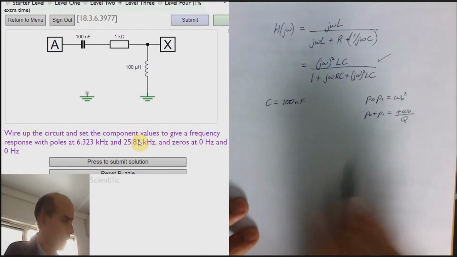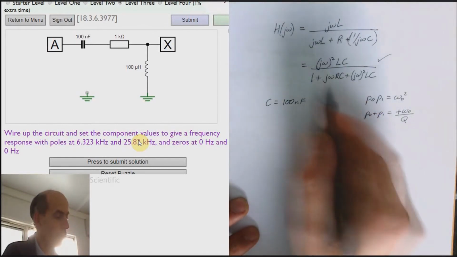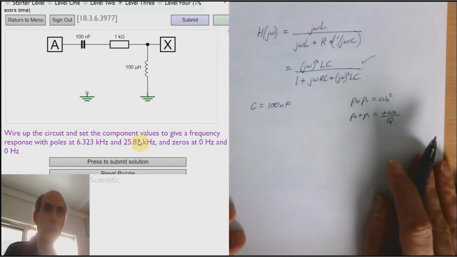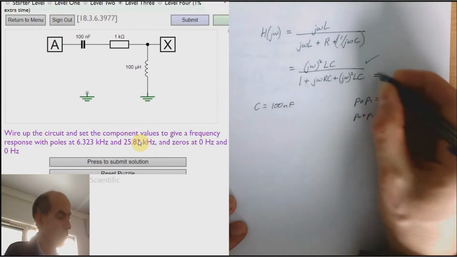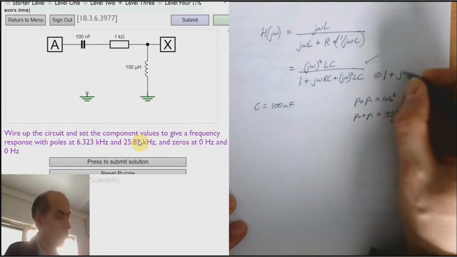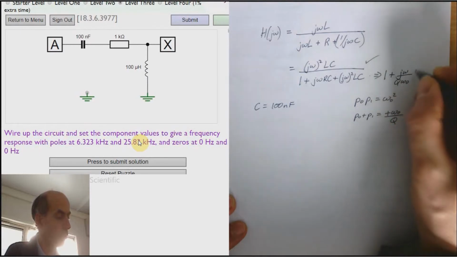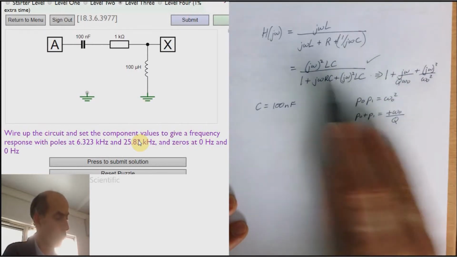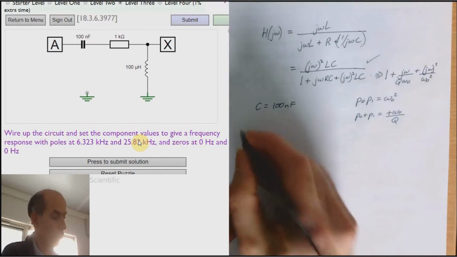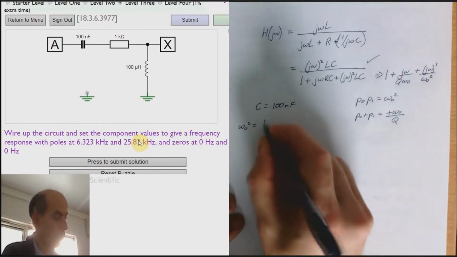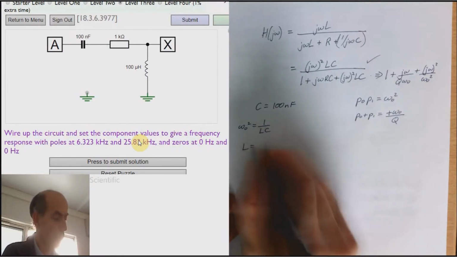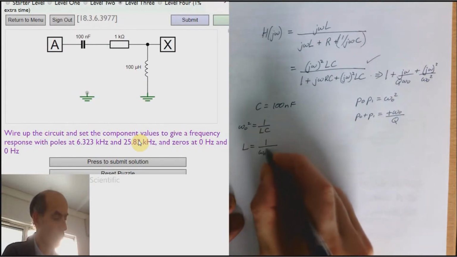Okay, so comparing this equation here with the standard form of a second order system in terms of its resonant frequency and Q factor, that, as a reminder, is j omega over Q omega naught plus j omega squared over omega naught squared. Comparing terms between these two equations shows us that omega naught squared is 1 over LC, and therefore L is 1 over omega naught squared times C.